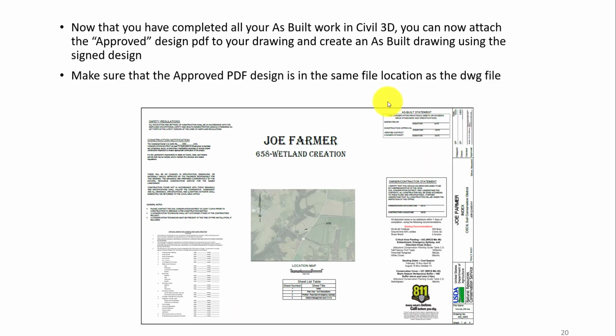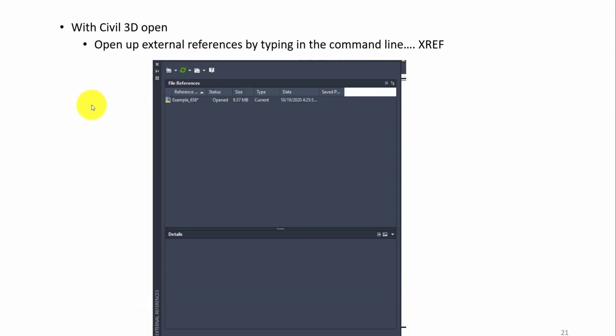So once you have that signed, approved design, it shows your signature here. You want to make sure, again, that that PDF is in the same file location as the DWG. So we're going to create an XREF file. So we're going to XREF that PDF into our drawing that we currently have, the as-built that we've completed for this project. So to do so, go ahead and open up external references by typing in the command line XREF.